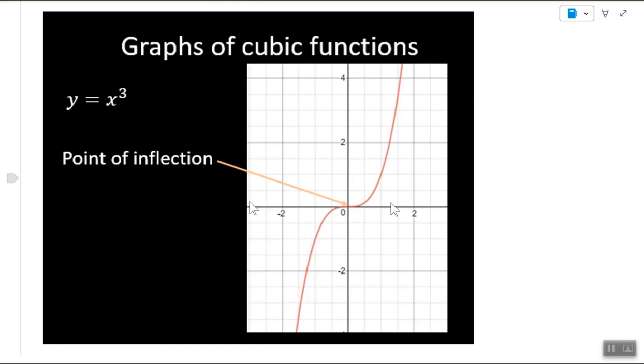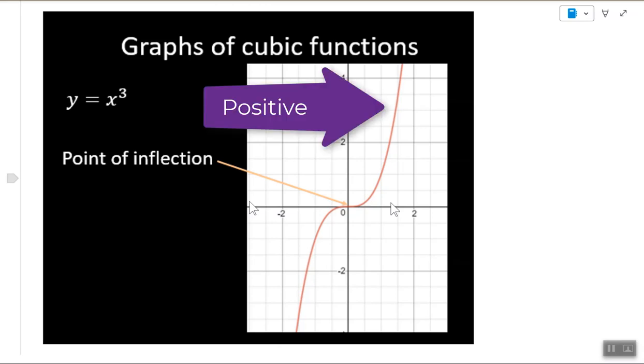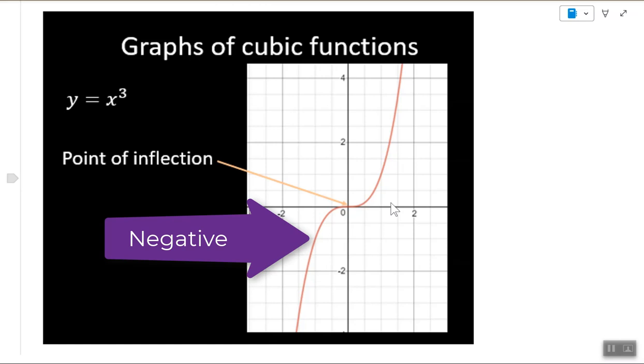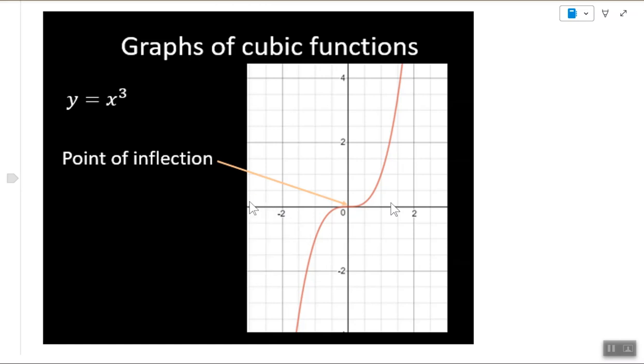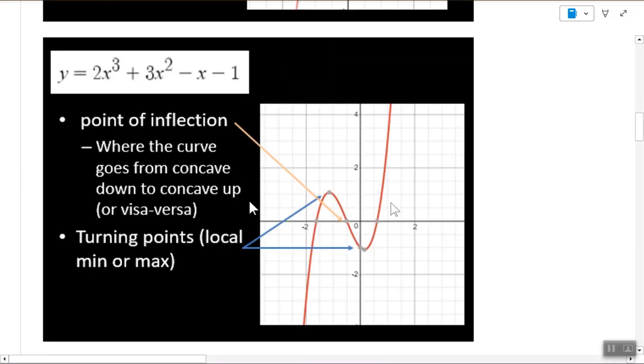Did you all write down the point of inflection? I'll do a little sketch. It's the point where it goes from positive down to negative. It's flipping. So these are other types of points of inflection, where the curve goes from concave down to concave up. So this is a curve up, and there's a point where it goes to curve down.